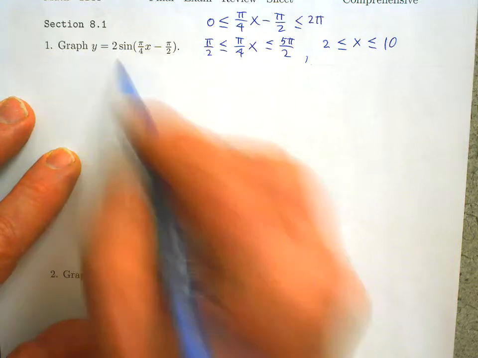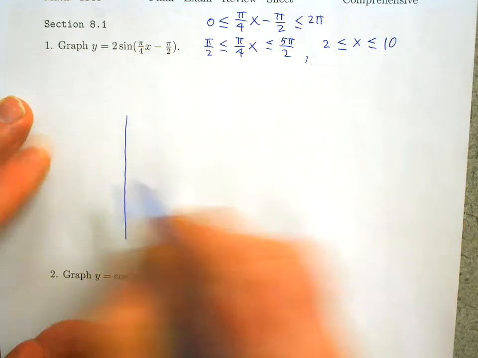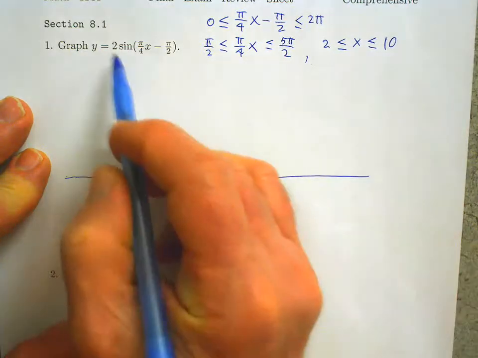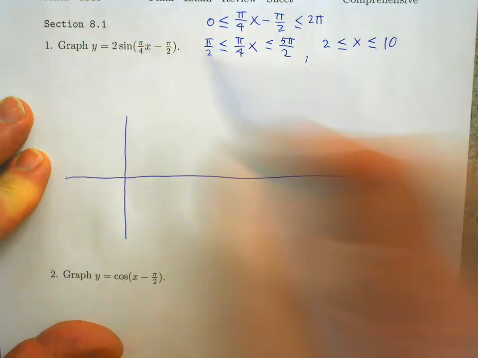The amplitude is 2. The center line is y equals 0. There's no vertical shift.